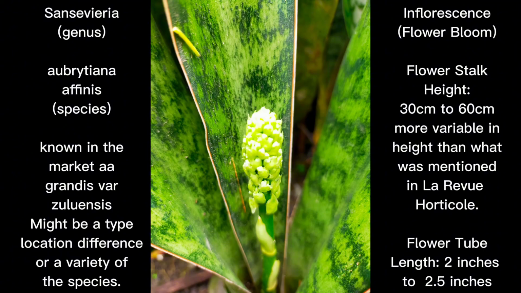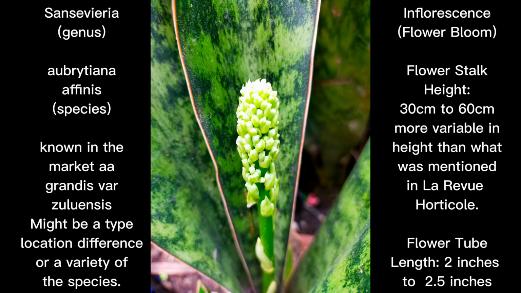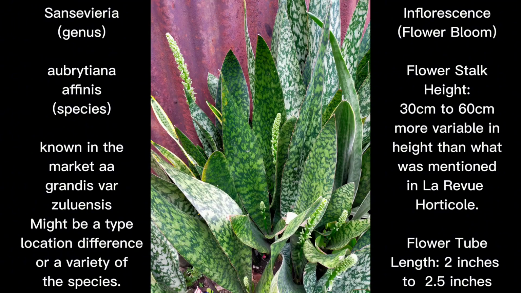That's because they might be a variety of a species which will differ in some phases of the flower bloom. This is, by the way, how the clump looks like, and right now this is how the flower bud has grown. It has grown in height, and like I mentioned, I have another specimen of an aubrytiana clump, and during this stage it has a different form, or the growth habit of the flower bloom is different from what I'm showing you right now.